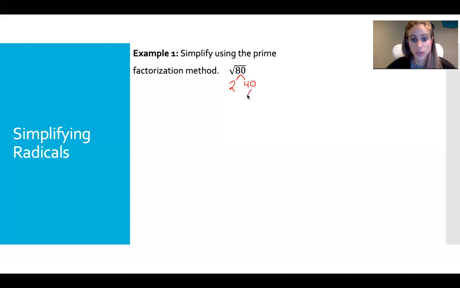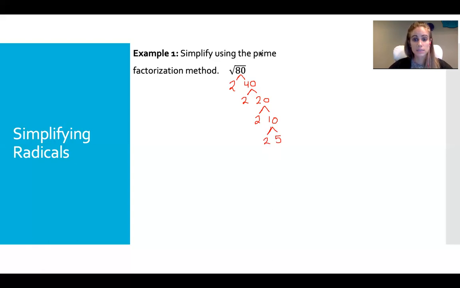So here's our next branch in our tree. 40 can be rewritten as 2 times 20. Right, 2 is prime, so that branch stops, but 20 is not. So 20 is 2 times 10. All right, 10 is still not prime, so I've got to keep going. 10 is 2 times 5. Look at that, now I have all of my primes.